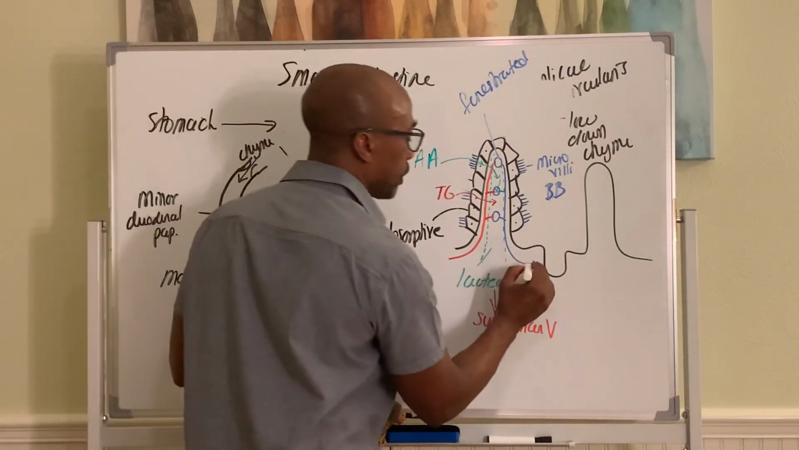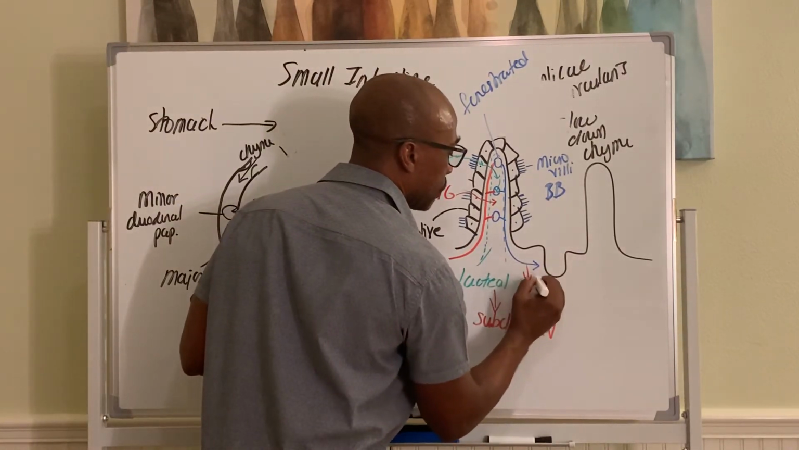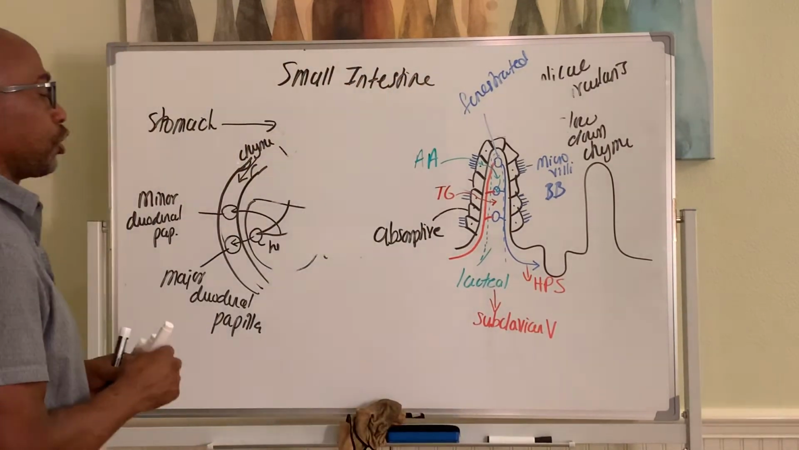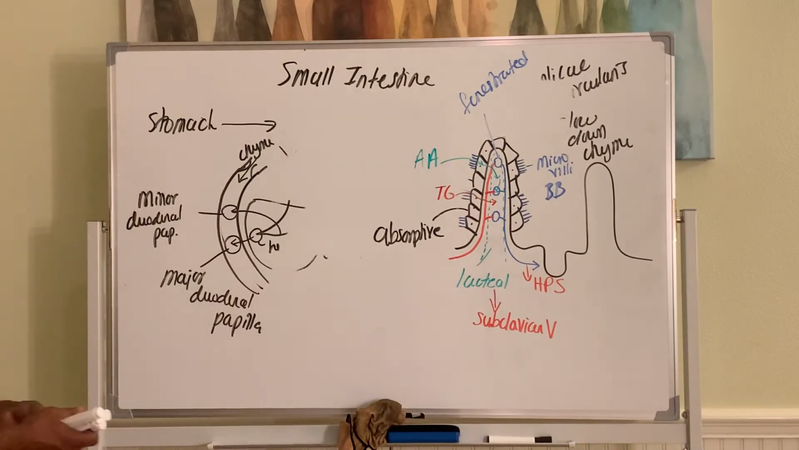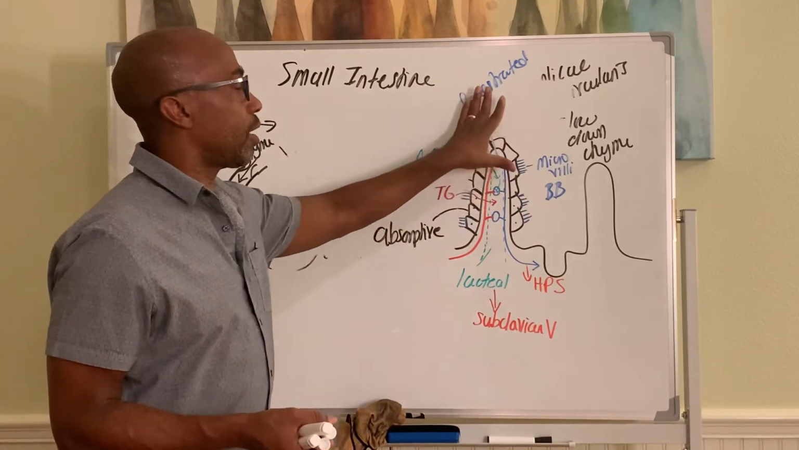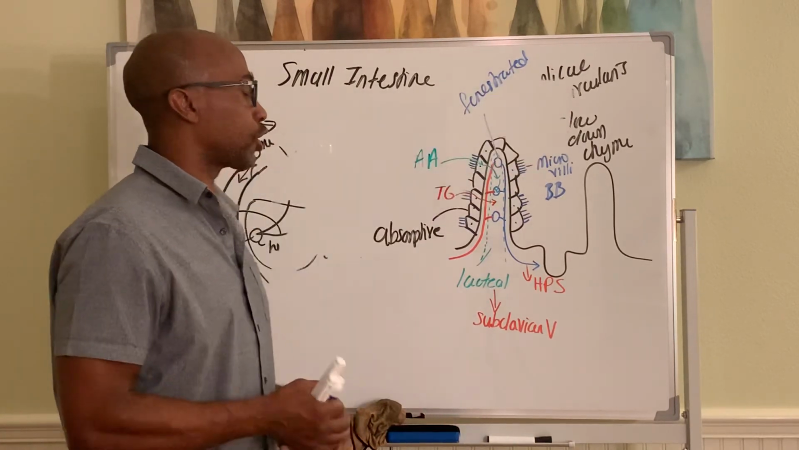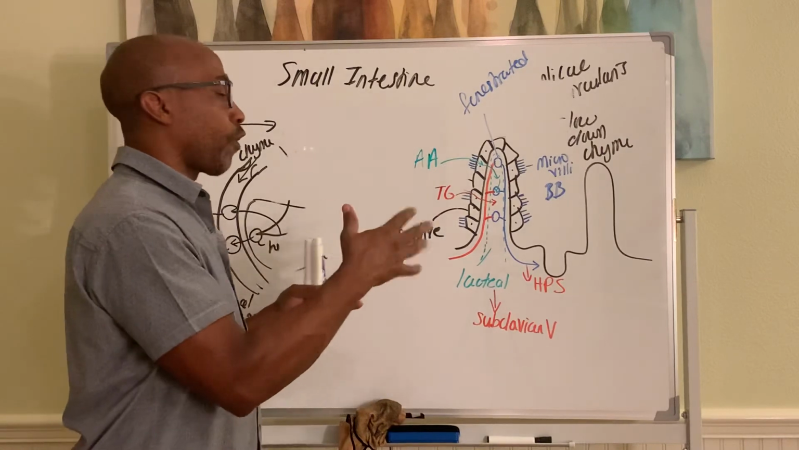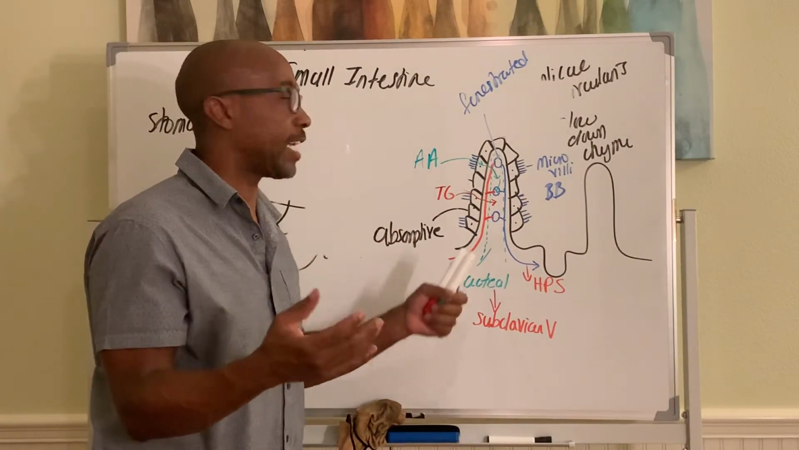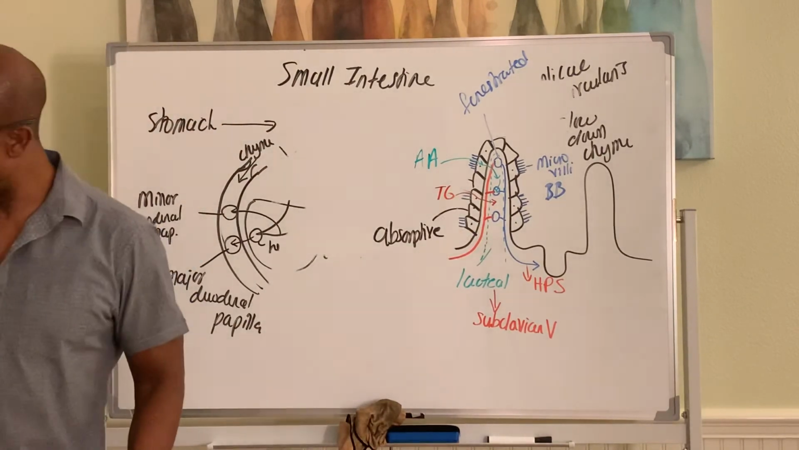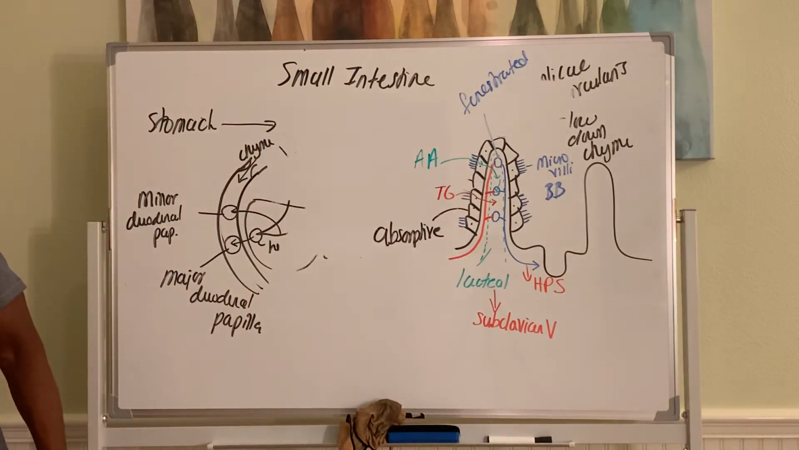This one will dump the nutrients into your hepatic portal system, which carries the blood to your liver, where it's processed. So you have two modifications, your villus as well as your plica circularis, that help to slow the chyme down. And both of these allow for the small intestine to do its job of chemically digesting the food as well as absorbing the food into your blood, so you can use it. Okay. All right.